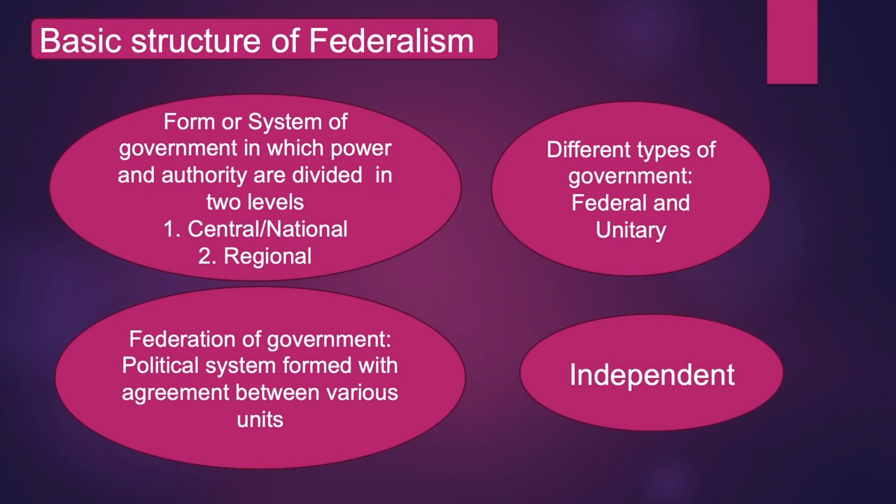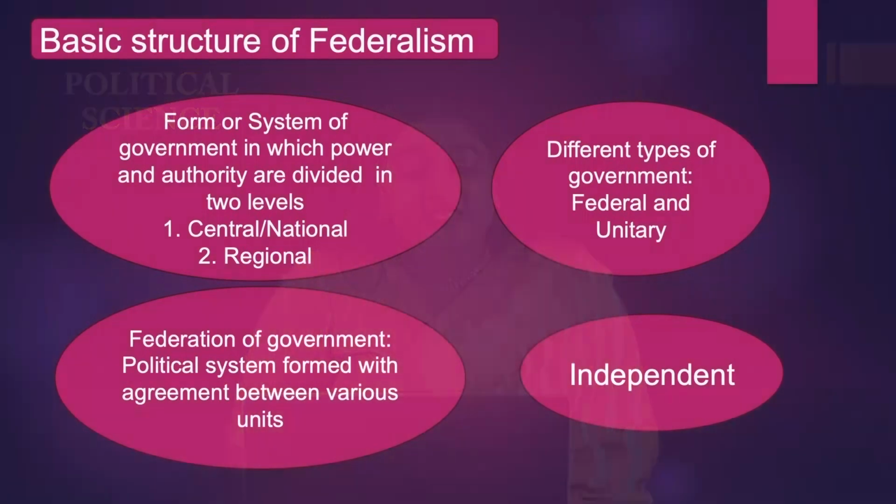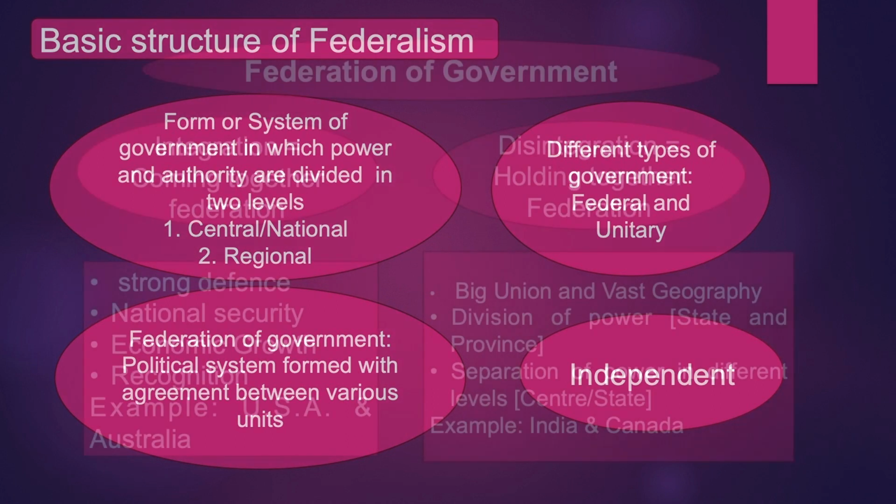Coming to the basic structure of federalism, there are two forms of government, the federal and the unitary form of government. To be federal, there has to be a separation and division of powers, as we discussed in the meaning of it, whereas in a unitary form of government there is a single holding power. A federation of government is a political system formed with agreement between various units, and necessarily the units have to be independent in nature, but will depend on each other for certain powers and authorities for exchange.